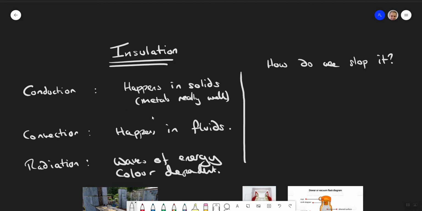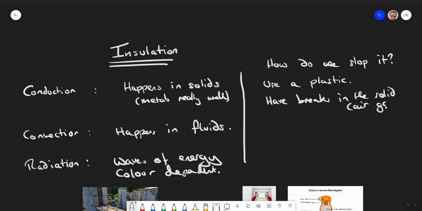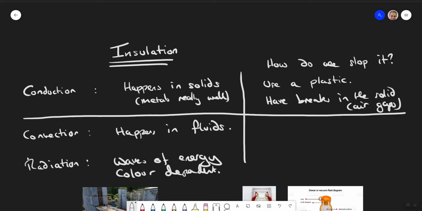Well, conduction. We want to avoid using metals. If you've got to use a solid, use a plastic. If you can get away with it, have gaps. Have breaks in the solid, so air gaps. Because if there's no solid, there can be no conduction. So that's the principle if we want to slow down conduction.